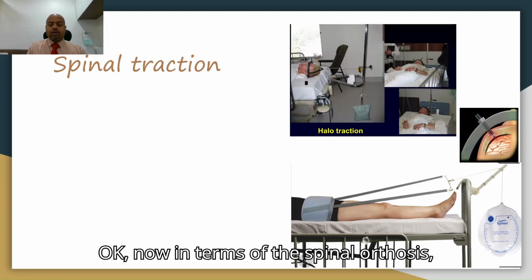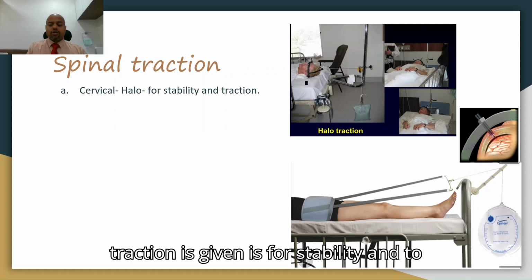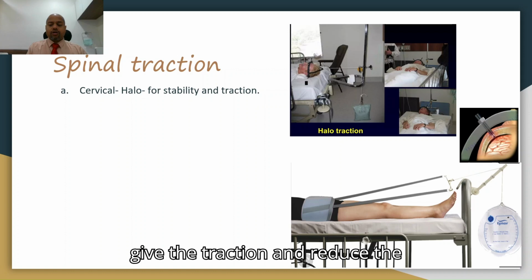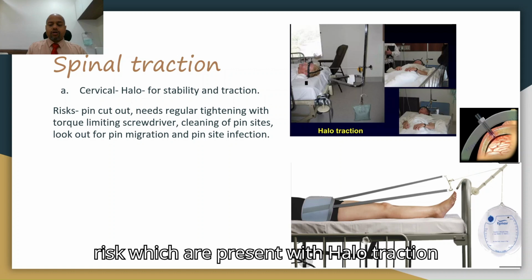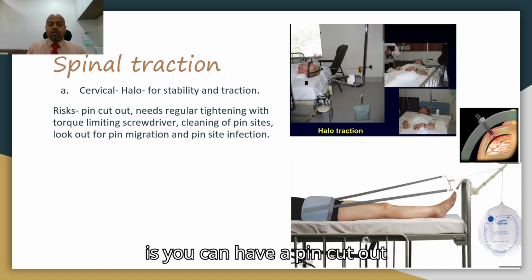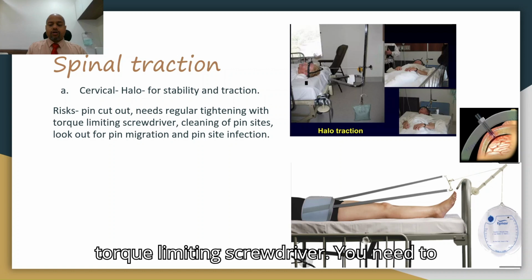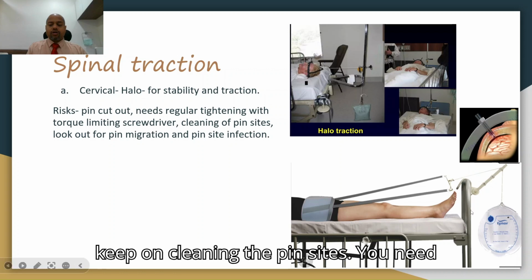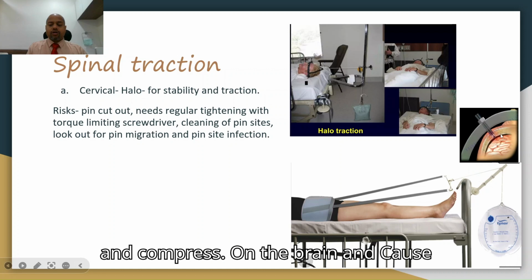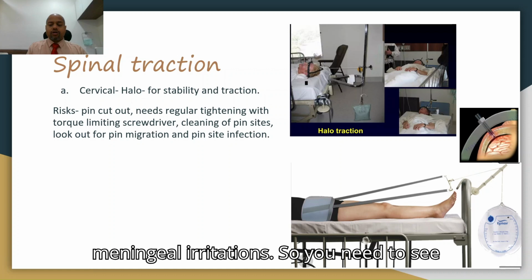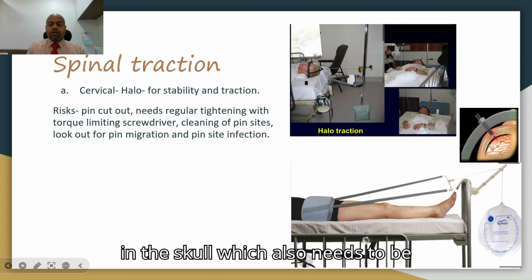Okay, now in terms of the spinal orthosis, there are spinal tractions which are given. Now, what are the reasons why traction is given? It is for stability, to give the traction, and to reduce the fractures in the cervical spine. The risks with halo traction are that you can have a pin cutout, which needs regular tightening with a torque limiting screwdriver. You need to keep on cleaning the pin sites. You need to look out for pin migration, which can compress the brain and cause meningeal irritation. This can also cause infection in the skull, which also needs to be looked out for.